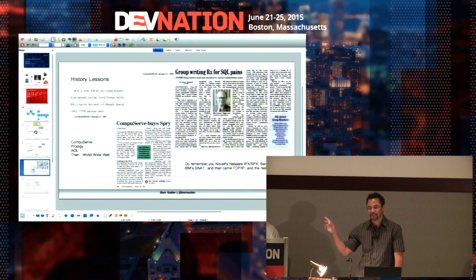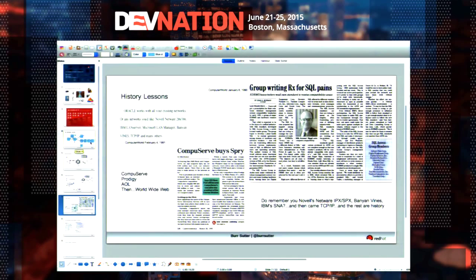If you've been around the industry for a while, the moment we are at right now, in my opinion, honestly, is we're in the Banyan Vines, NetWare days, and TCP/IP is starting to gain popularity. There's a lot of churn happening in the space. There's a lot of proprietariness, and TCP/IP has not yet won today. Today, would you ever use Banyan Vines for anything, right? Or SNA or IPX/SPX? No. So we're at that moment now.